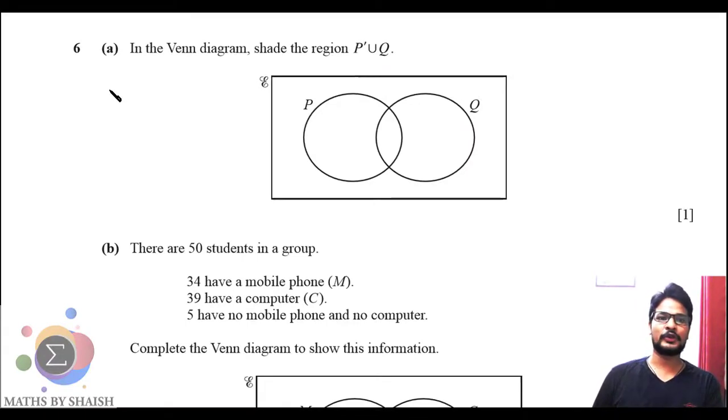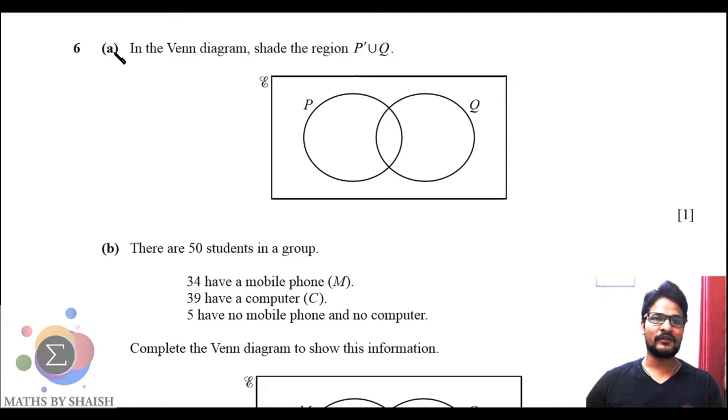Today in this video we are going to discuss the last few questions, 6 to 12, from May-June 2021 Cambridge IGCSE Mathematics, paper 4 Extended Mathematics, 0580, component 41. So let's start with question number 6.